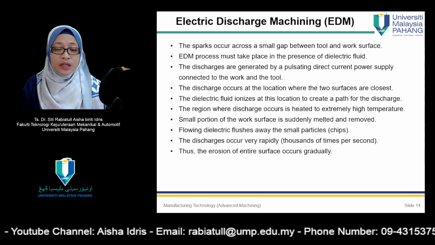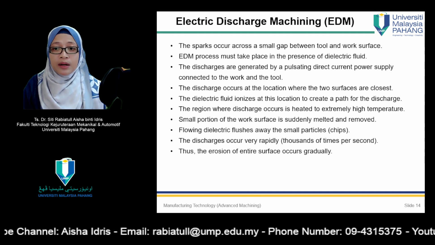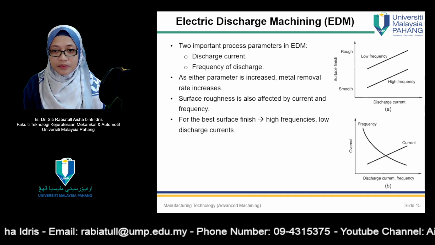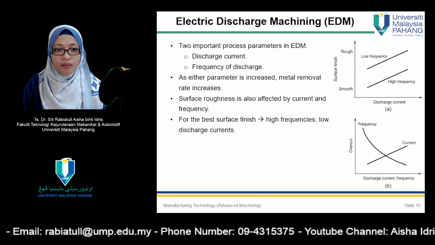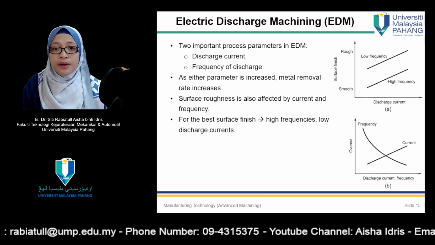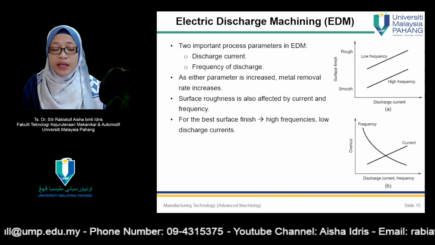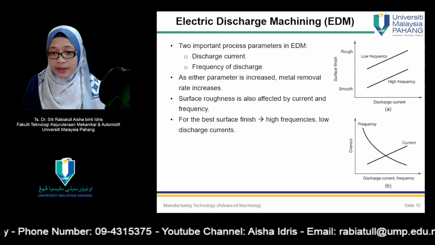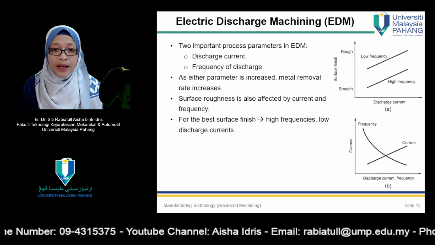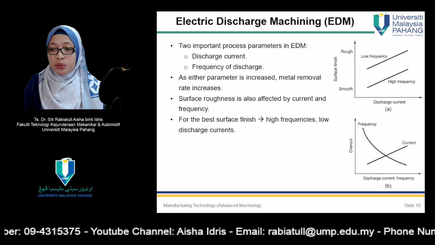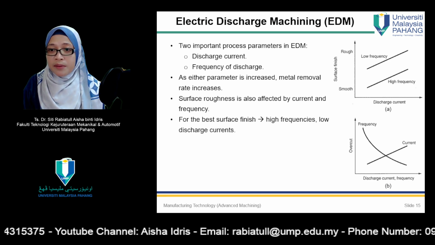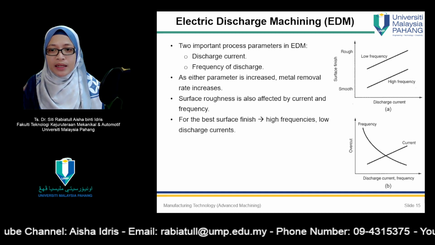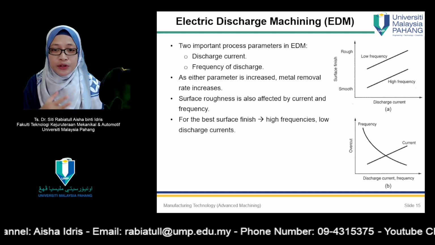Two important process parameters in EDM are discharge current and frequency of discharges. As either of these parameters is increased, metal removal rate also will keep increasing. Surface roughness is also affected by current and frequency, as shown in graph A here. So the best surface finish is obtained in EDM by operating at high frequencies and low discharge currents.